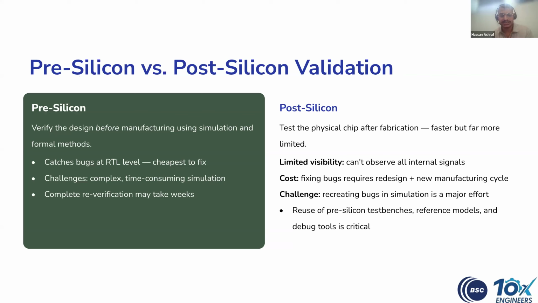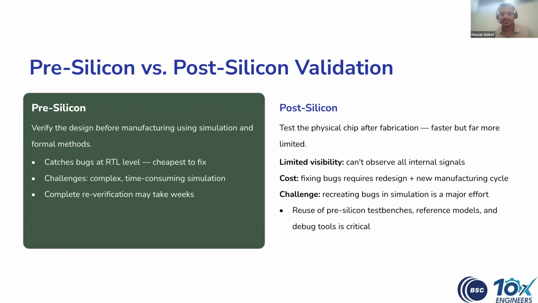In the post-silicon, we test the physical chip after the fabrication, faster but far more limited. So the speed of tests running on the post-silicon chip is very fast compared to the simulation, but you have limited visibility into the design. You can't observe all the internal signals. You have a board with you. You can't see the source code at this stage. And fixing a bug requires redesign plus a new manufacturing cycle. That's very costly.